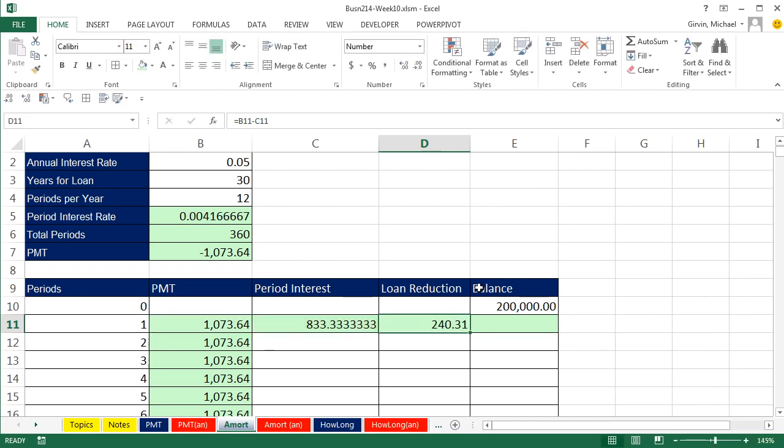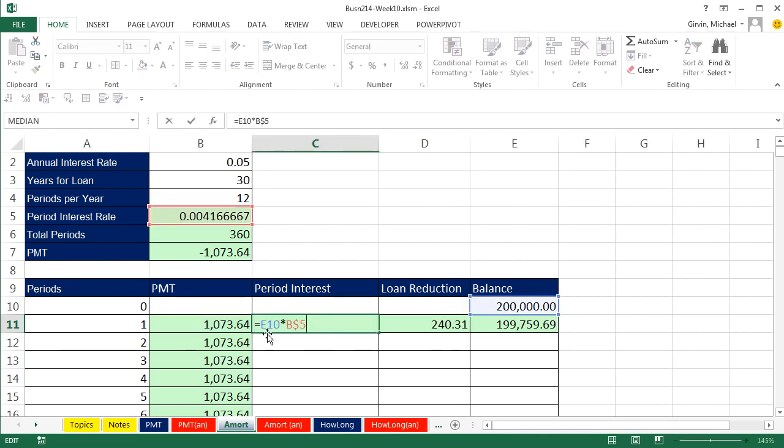Control Enter. Wow. I sent in $1,073 and they only let me take off $240 from my balance. Yep, that's the way it works. Early years, high interest, low loan reduction. Later years, high loan reduction, low interest. All right, so our balance equals one cell above minus one cell to my left. Control Enter. Let's see if we got all of our cell references right. Those are relative all the way down. That one's relative because as we copy the interest down, when it gets down to here, it'll be looking at the balance from the period above, which will be getting smaller each time, and thus the interest will get smaller.